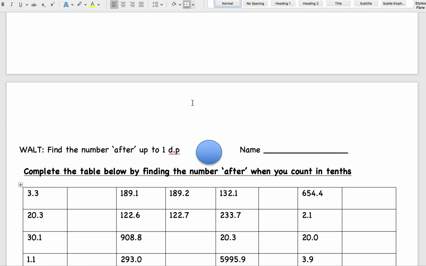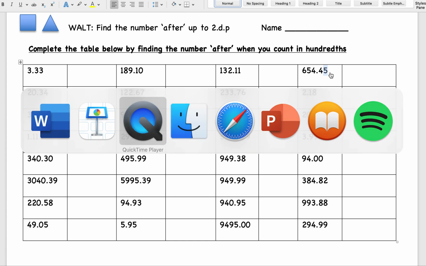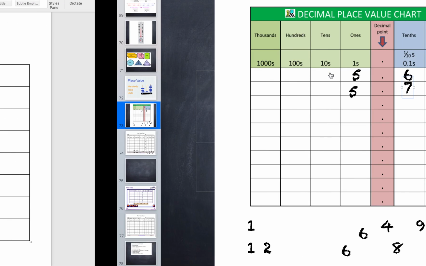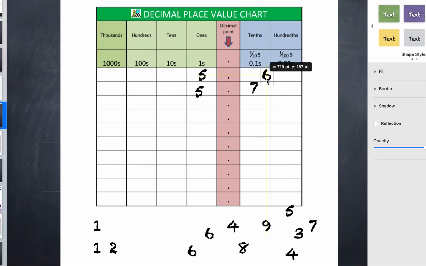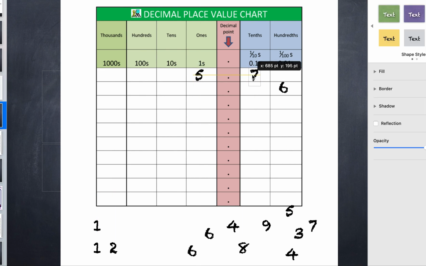Okay. Squares and triangles group. Very similar again to yesterday's. You're finding the number after when you count in hundredths. So we're not working in the same column as circles. We're working here in the hundredths column. Okay, so let's look at an example on our lovely place value grid. So on our place value grid, if for example I put the number I'm working with now, it is 5.76.